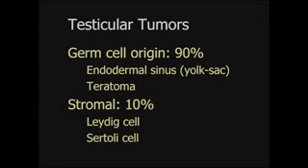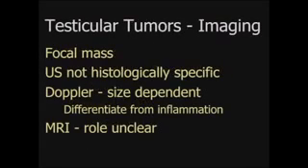Most are of germ cell origin, either teratomas, both benign and malignant, or endodermal sinus or yolk sac tumors. And then approximately 10% are stromal tumors, either Leydig cell or Sertoli cell. So with imaging, certainly we'll be able to determine if a mass exists, but for most lesions, ultrasound is not histologically specific. Doppler as well is more size dependent than histology dependent, with larger tumors tending to be more vascular.